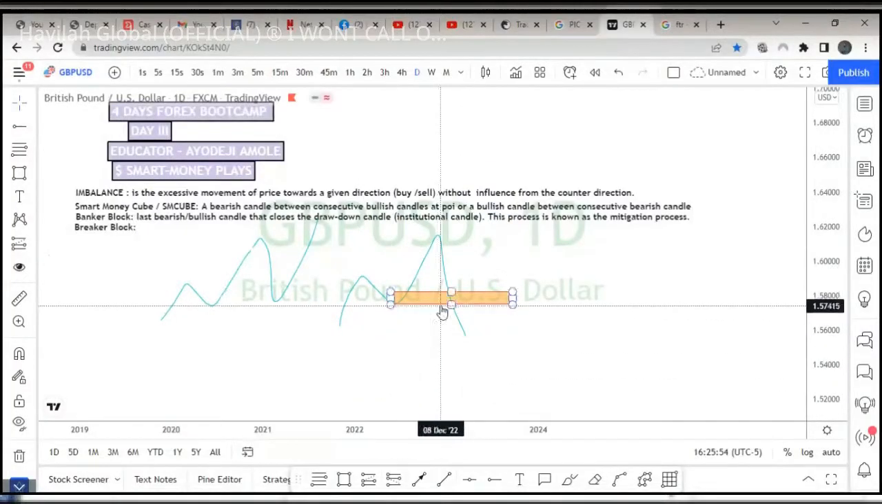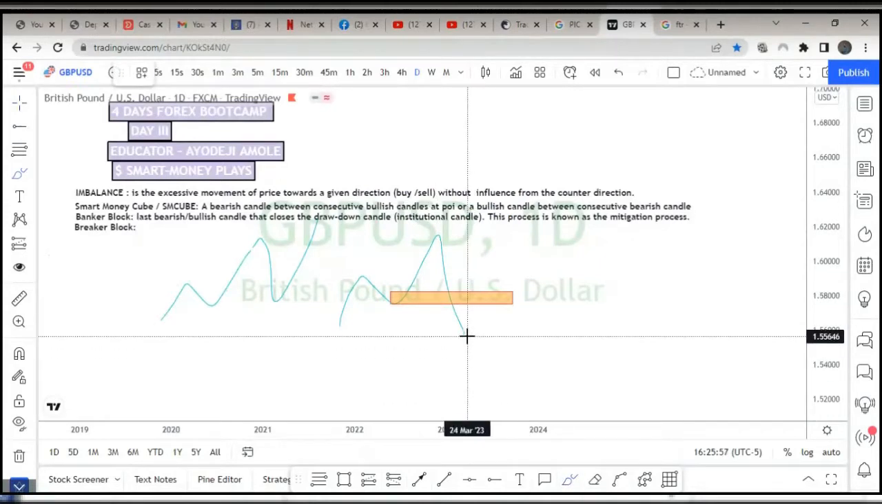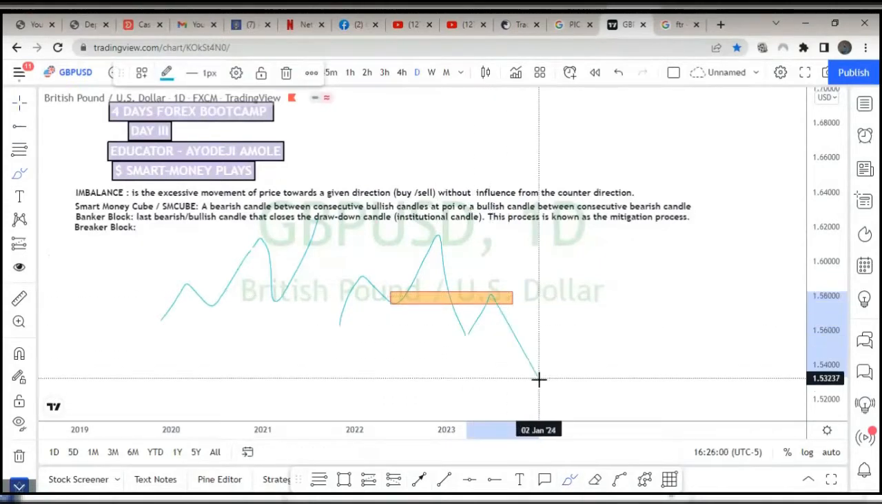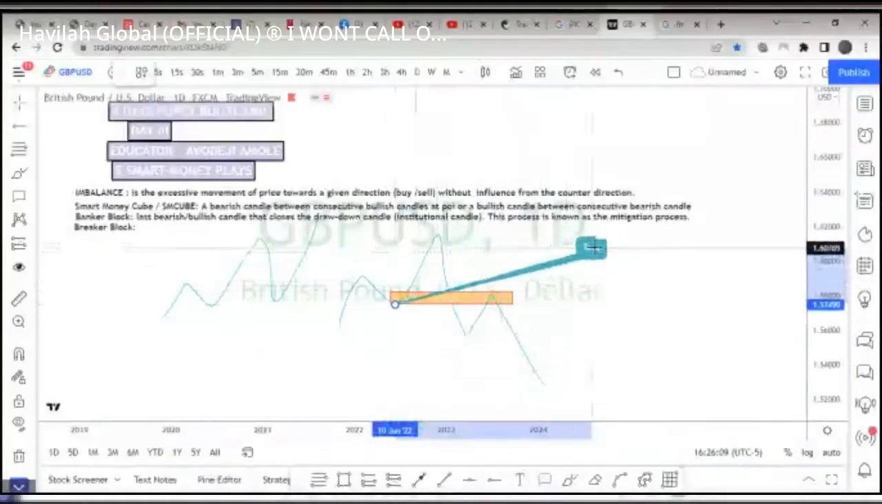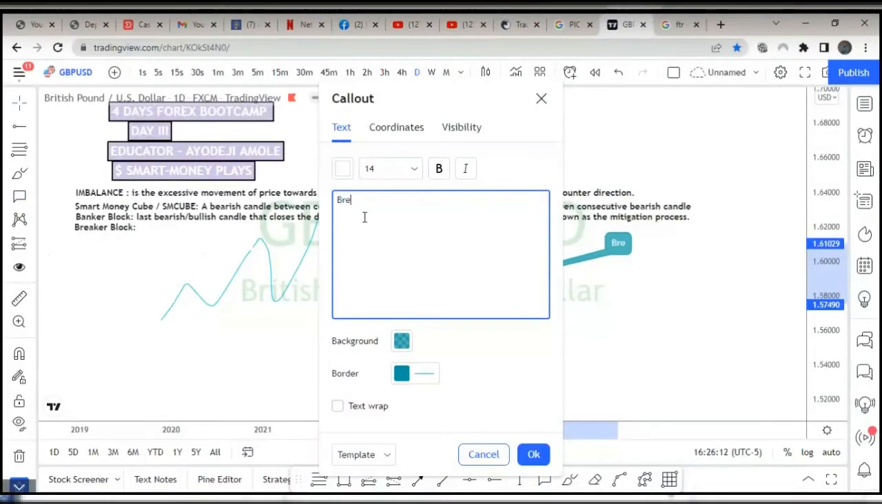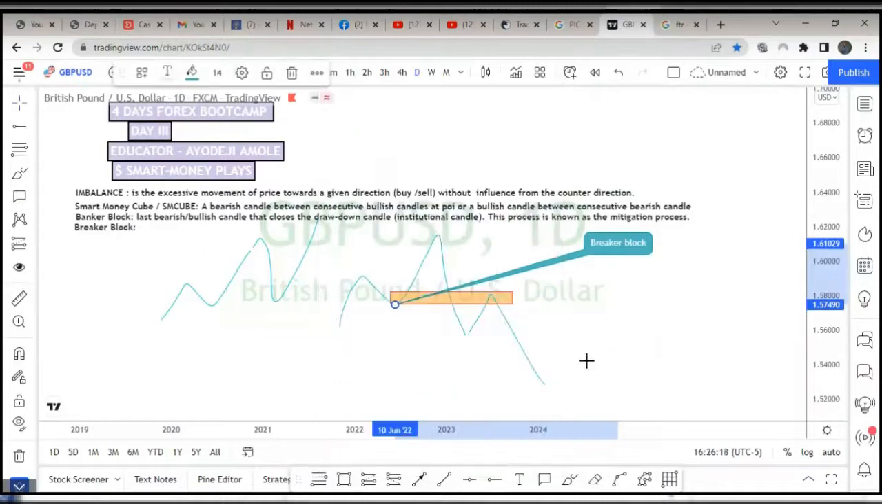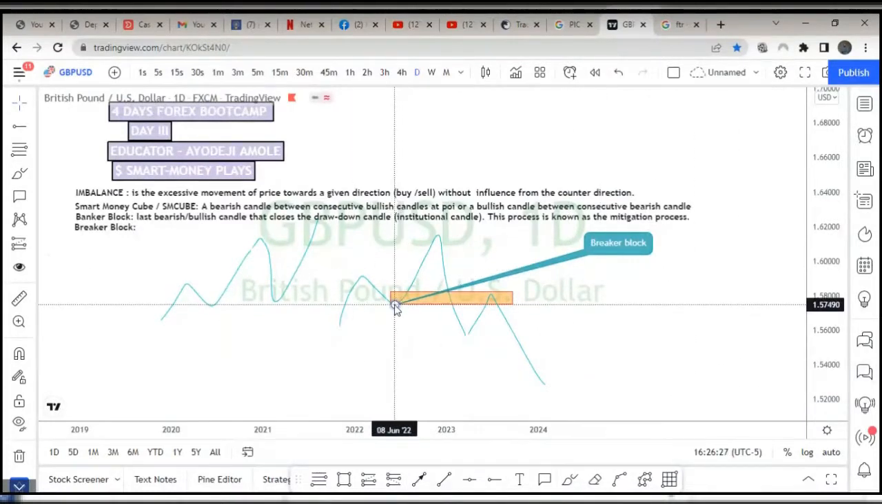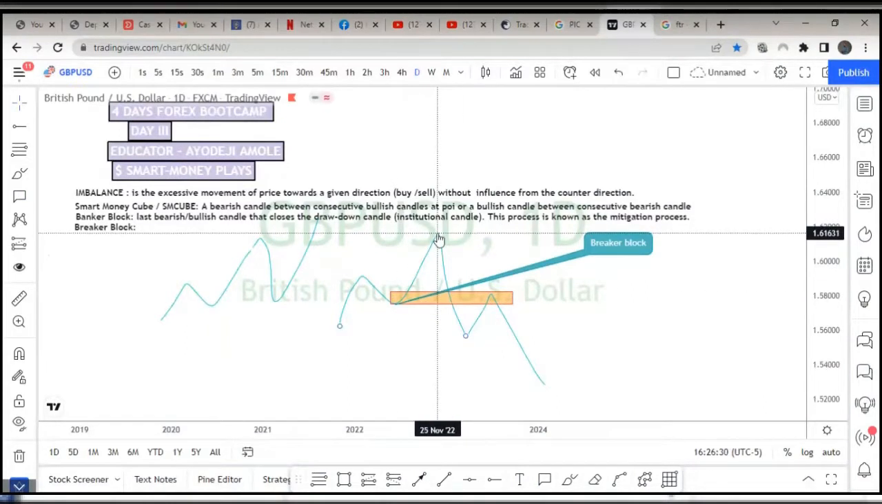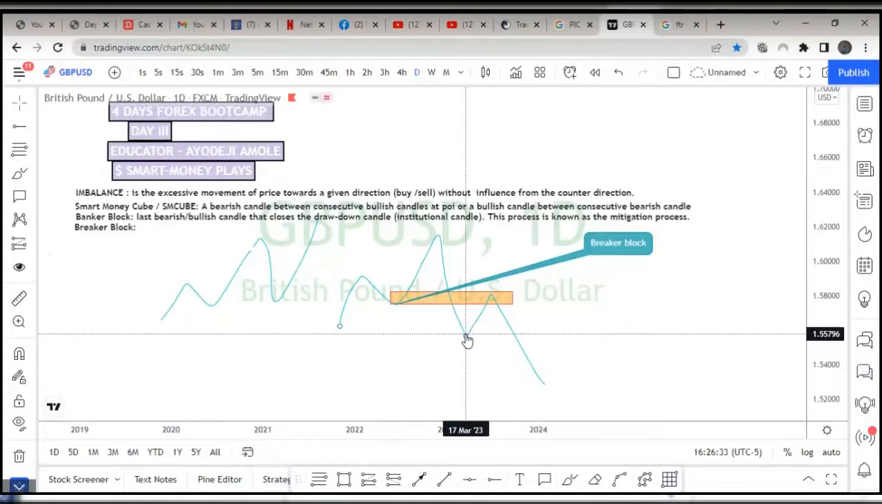So this guy can come back here and then sell down. Why? Because this place is a breaker block. It is a failed order block. The order block broke structure upward but couldn't hold price down. So it's failed. Some people call it the Judas swing.